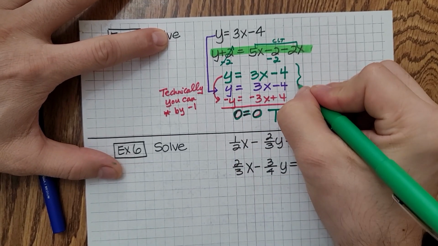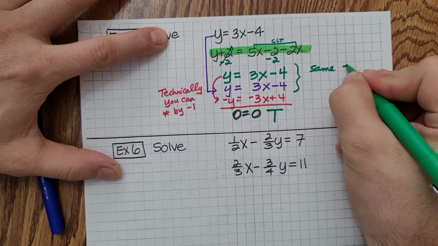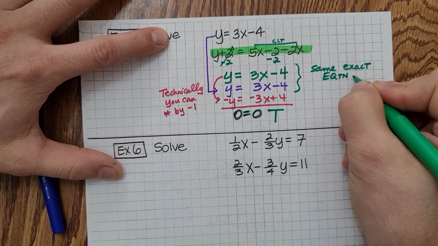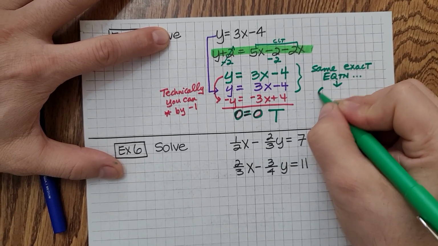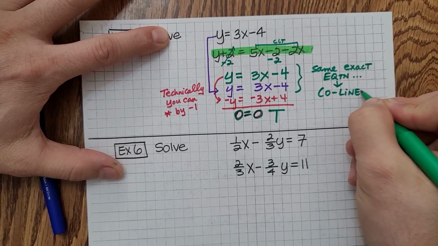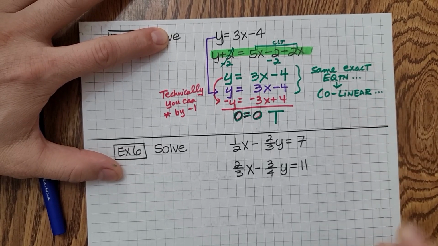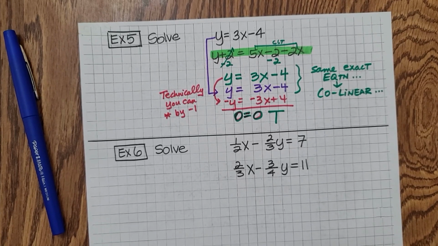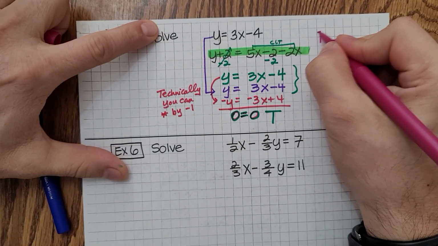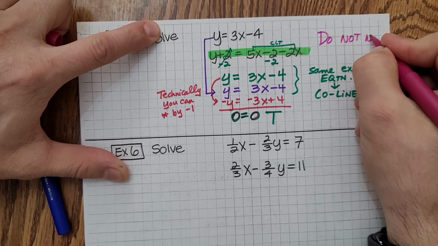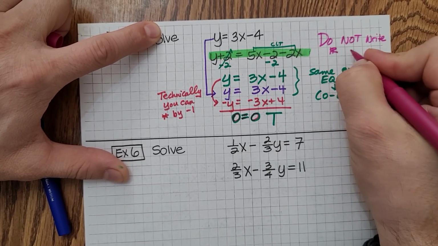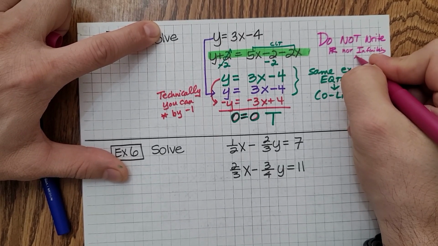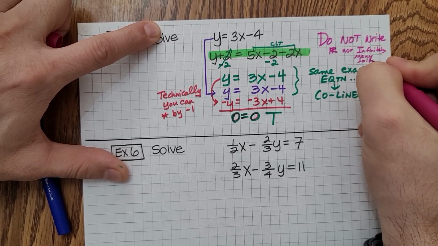Now, here's what we notice. If they're the same exact equation, you could have actually stopped there and said, hey, if these are the same exact equation, then they are collinear. If they are collinear, then there's going to be an infinite amount of solutions, but we do not write all real numbers, nor infinitely many solutions. Neither of those are the correct answers.